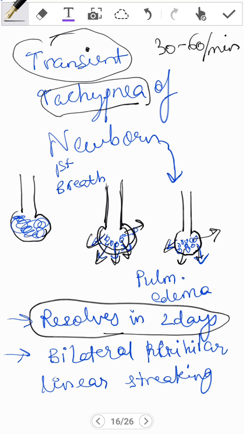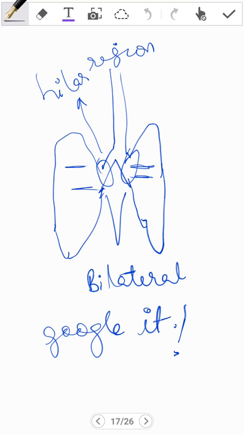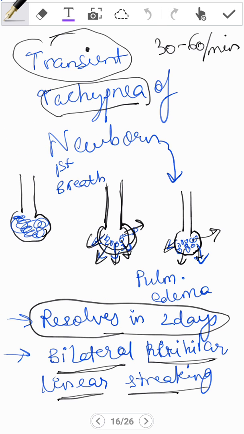And how do you recognize that this was a transient tachypnea of the newborn? When you do a chest x-ray, you are going to find bilateral, that is, both lung fields would have perihilar linear, meaning horizontal, streaking. I could not find a good image of this, so I'm just trying to explain it over here. This is the hilar region, and you would find linear streaking near the hilar region in both lung fields. So this is about transient tachypnea of the newborn. This would also present as respiratory distress in the newborn, but this would resolve in 2 days.